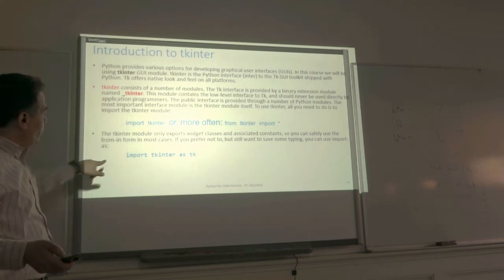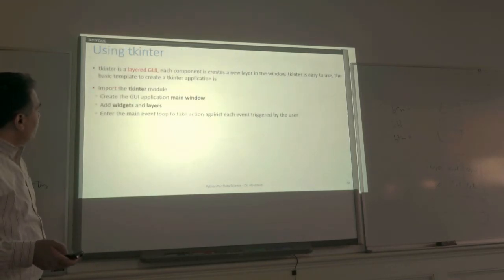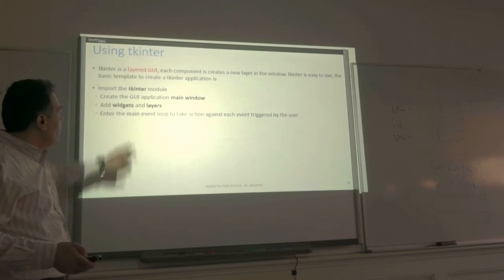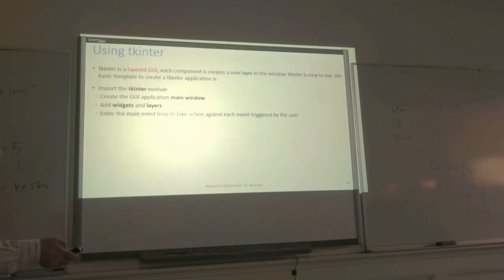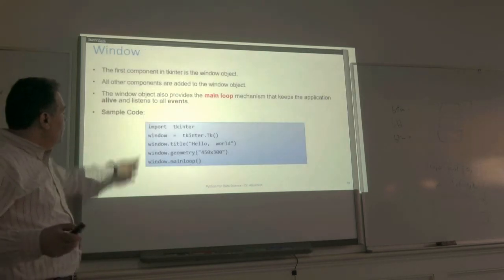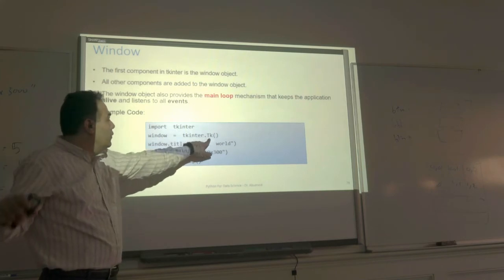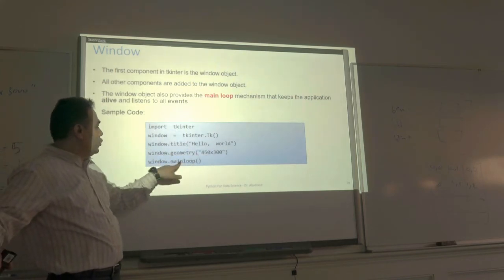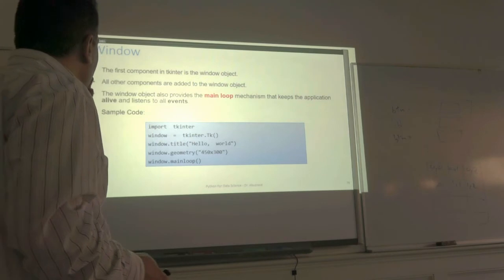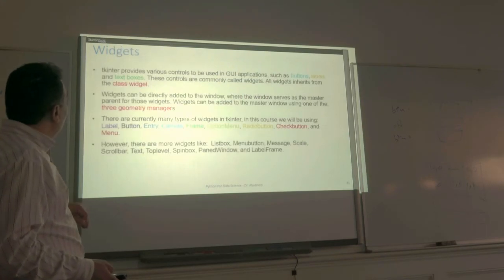Okay, let's go quickly over it. So we already learned, just to refresh your memory, we start by importing it. Okay. So we have widgets and layers. We start with the main window, and then we're adding the widgets and the layers, and the main event loop takes action against each event triggered by the user. So basically, import tkinter, window. In the previous one we called it root. I mean, you could call it whatever. You call the constructor. Okay. You have a title, geometry, and all. So these are basically the four. You have to have them in all the programs, right? I already explained that. Okay.